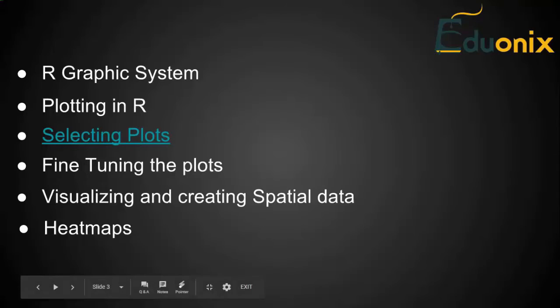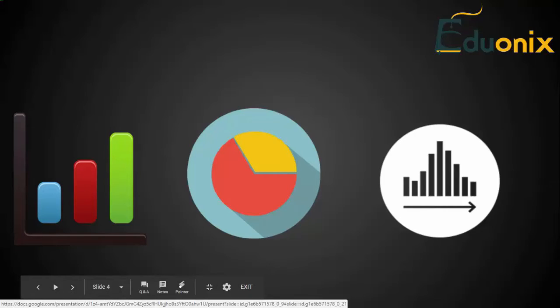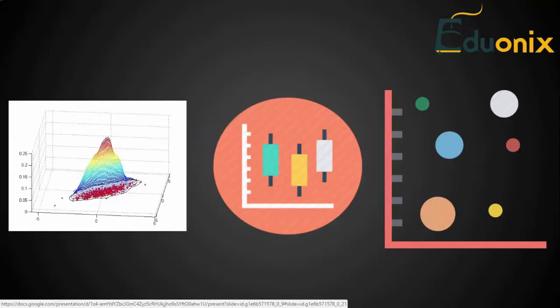Then we have to see selecting the plot. How will we select the plot and choose the plot that suits the requirement? For example, there is a bar graph that can be generated, there is the pie chart, there is histogram, there is a bar plot, a dot plot, then there is kernel plot that is also possible to generate inside RStudio. So we'll see all these things.